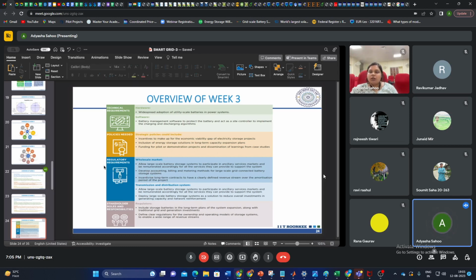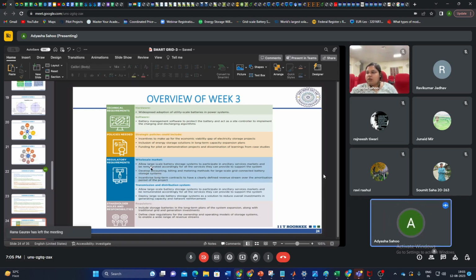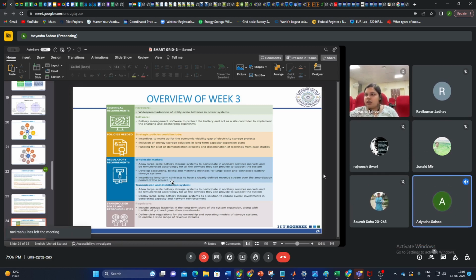Then also we need some regulatory requirements. Basically, we need these battery storage systems to participate in the ancillary service markets, and they can be generating revenue from this accordingly so that they can support the system stability and control and protection. And we also need to develop the billing and metering methods for these large scale utility connected batteries. Then we also need to incentivize their long term contracts.